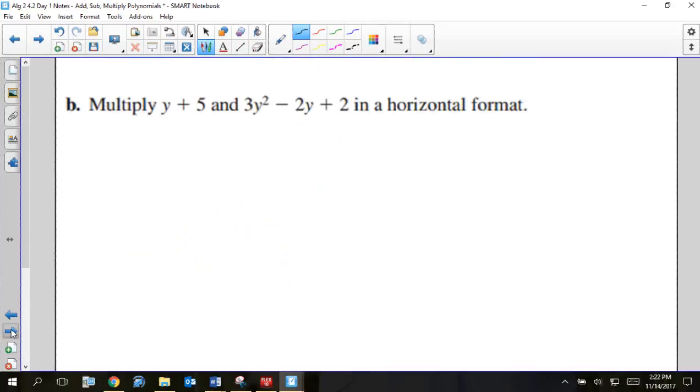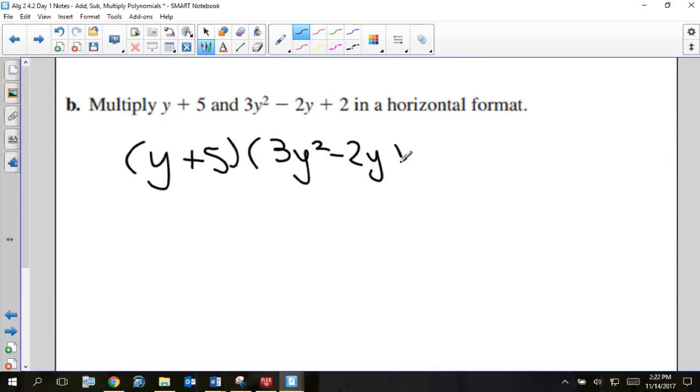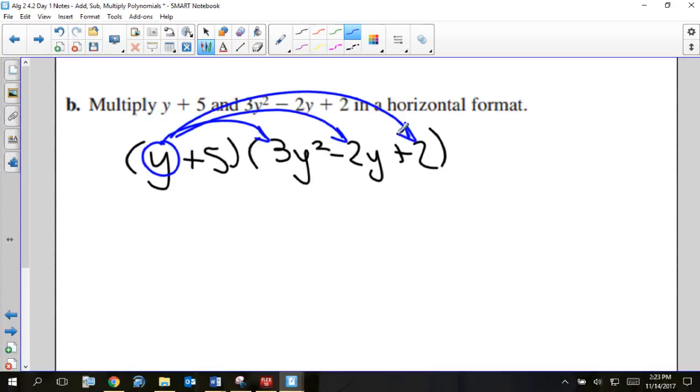So let's do the horizontal method. Horizontal method means write y plus 5 and another parenthesis right next to it. And it's a lot like the FOIL method, but it's the extended distributive property. We are going to distribute the y to all three terms in the other parentheses. We're going to stay organized, so I'm going to have y times 3y squared. That becomes 3y to the third. y times minus 2y, so minus 2y squared. y times 2 is plus 2y.